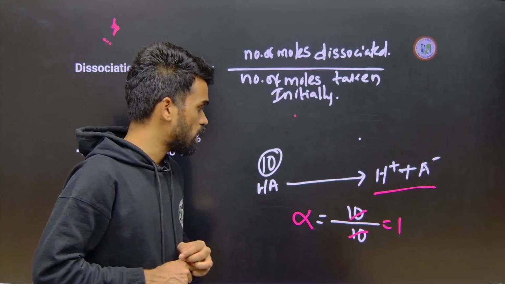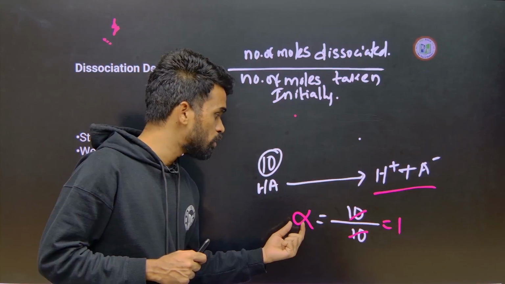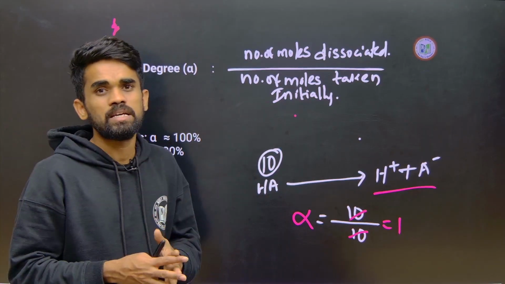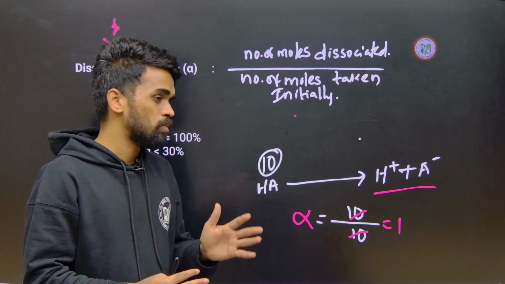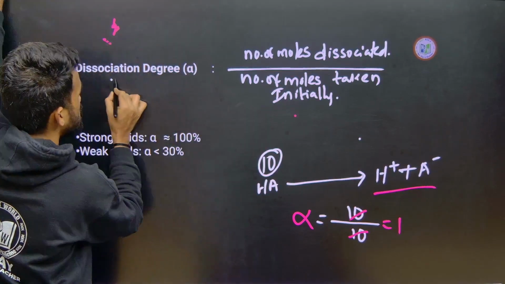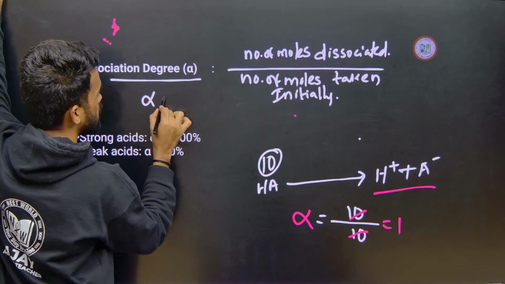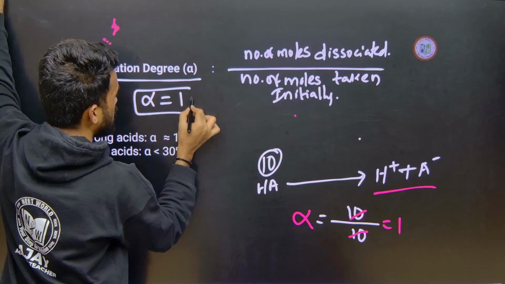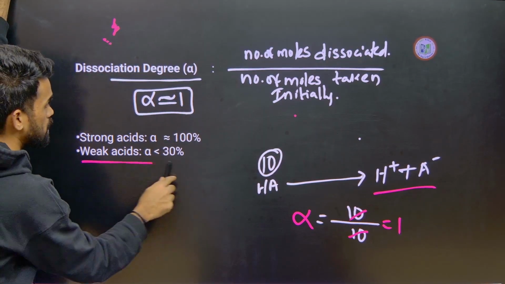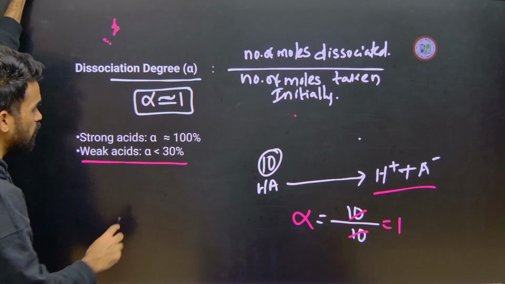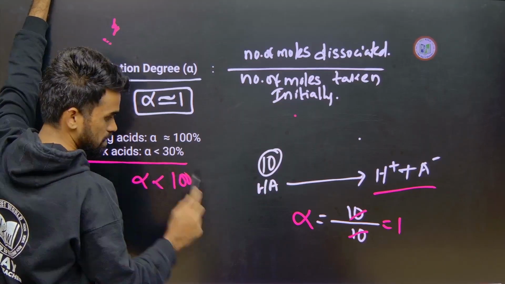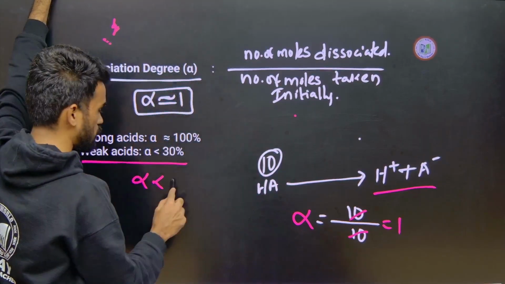Sometimes this alpha value will be less than 1, which means the dissociation is not taking place to the complete extent, only to some partial extent. For strong acids and strong bases, the degree of dissociation will be almost equal to 1. But for weak electrolytes, the degree of dissociation will be less than 1, that is, less than 100%.